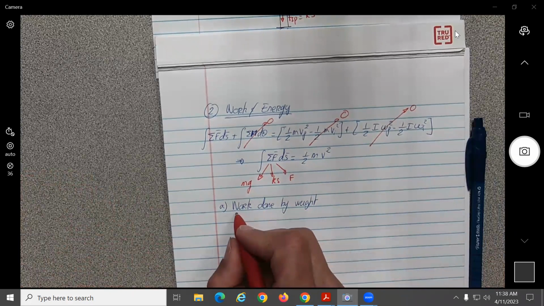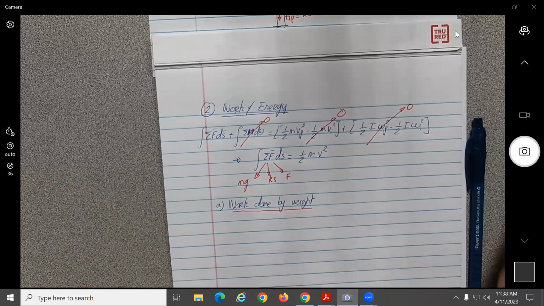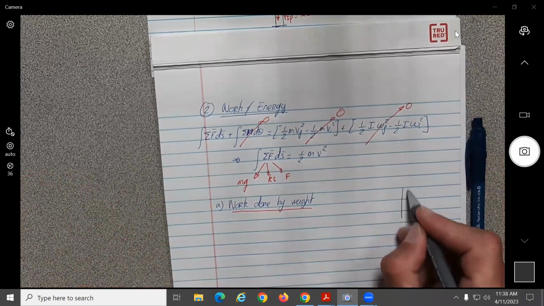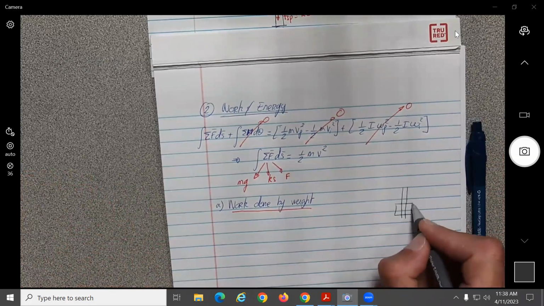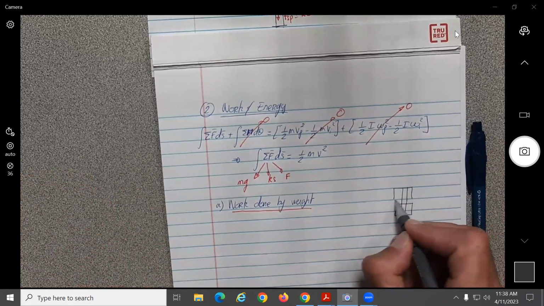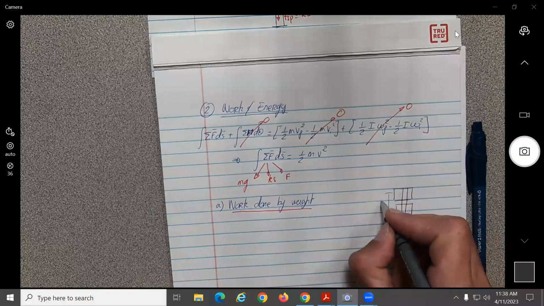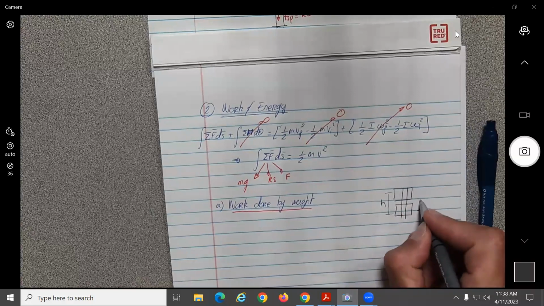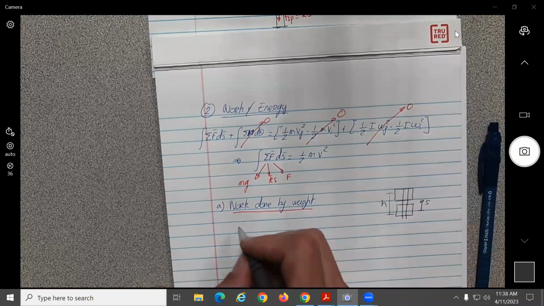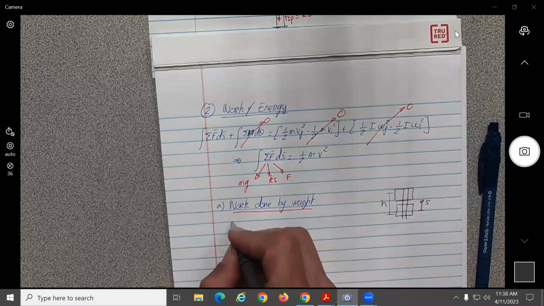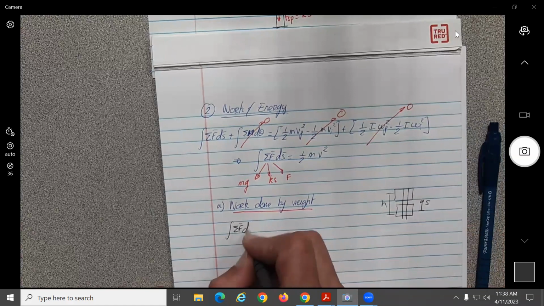Work done by weight. If you think about it, I'll do a little figure here if you want. This is where you are initially, and this is where it moves next. So we have over here our expression: the summation of forces F ds.